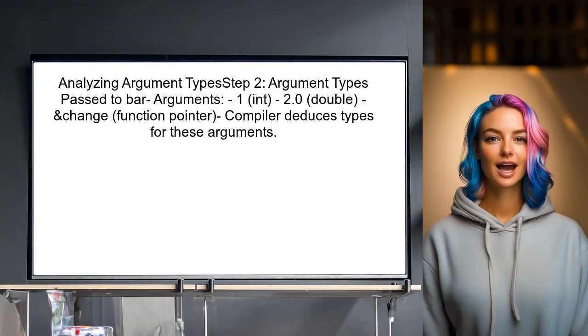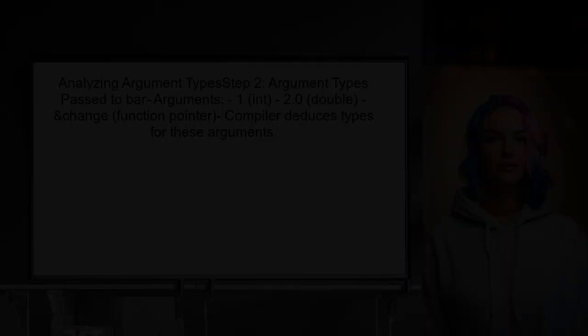Next, the user should consider the types of the arguments being passed to bar. In this case, the user is passing an integer, a double, and a reference to the change function. The compiler needs to deduce the types of these arguments.